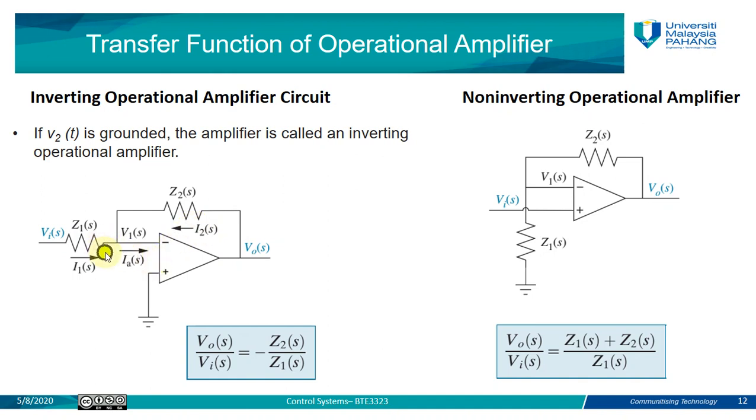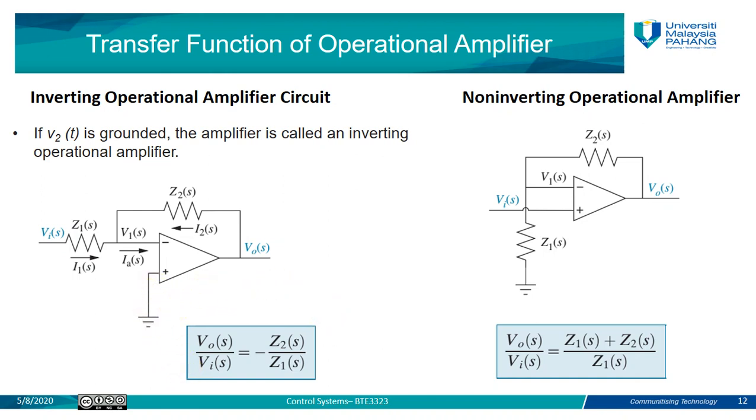You can see here in the figure, for the inverting operational amplifier, this is the V in, this is the V out, this is the input impedance which is Z1, this is the output impedance which is Z2. If you are given an inverting operational amplifier, you should use this transfer function, negative Z2 over Z1. Whatever the values of Z2 and Z1, you can derive or calculate the transfer function for such an operational amplifier circuit.